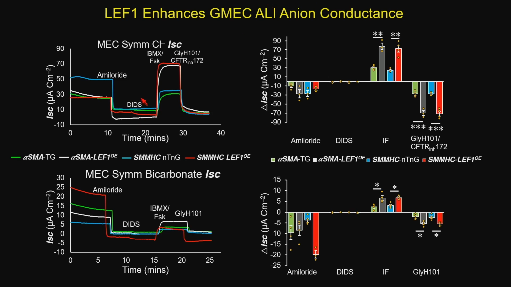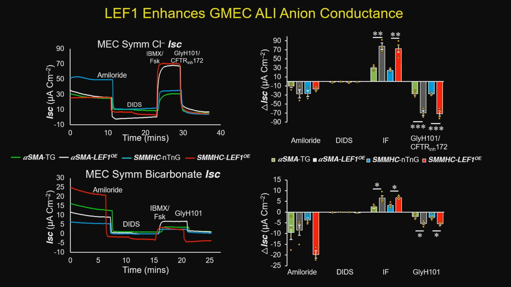When we run short circuit current, there was a significant increase in the cyclic AMP-inducible, GLH101-inhibitable CFTR-dependent current. And this was in both LIF1 overexpressing Cre drivers compared to the wild type. And this was significantly different. And the same thing applies to the bicarbonate short circuit current here. And we use symmetric chloride and bicarbonate short circuit current here. All right, that was all in vitro.